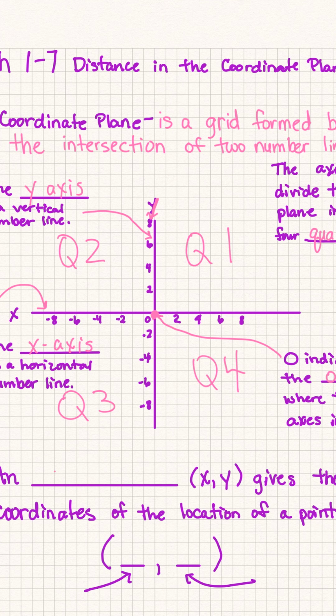An ordered pair (x, y) gives the coordinates for locating a point. X always comes first, y always comes second. So that means we go left or right for x first, and then up or down for y.